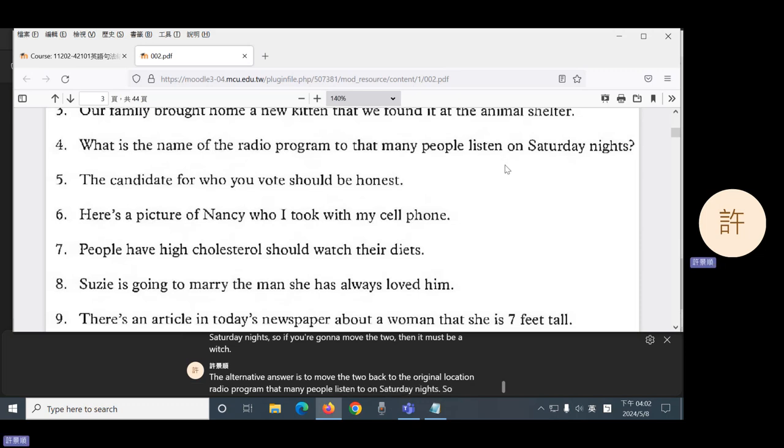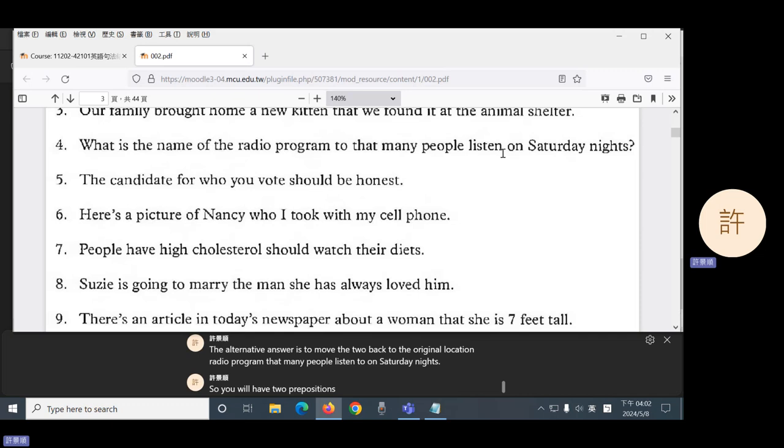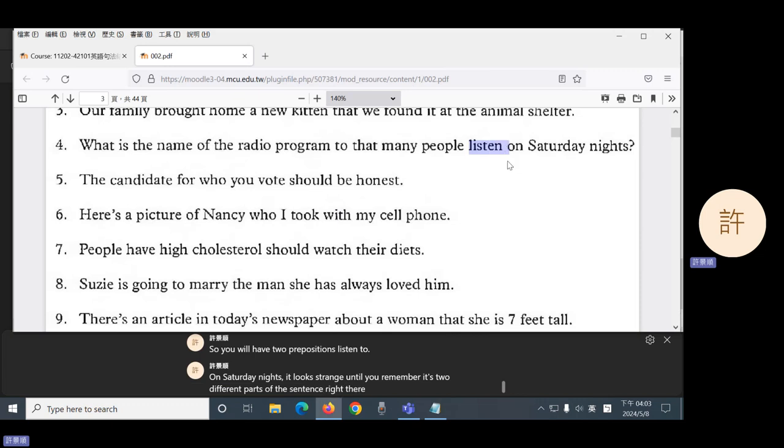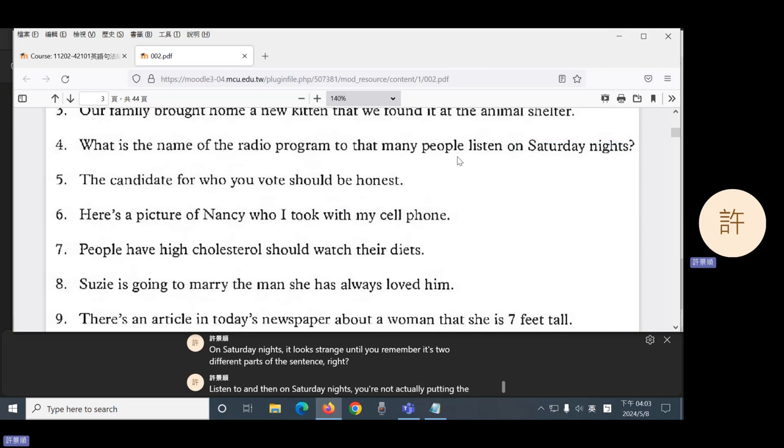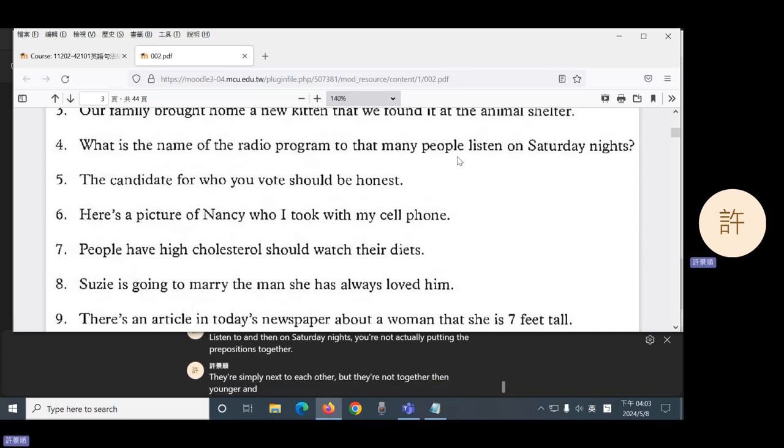So you will have two prepositions. Listen to on Saturday nights. It looks strange until you remember it's two different parts of the sentence, right? Listen to and then on Saturday nights. You're not actually putting the prepositions together. They're simply next to each other, but they're not together. Two people standing shoulder to shoulder doesn't mean they are together.